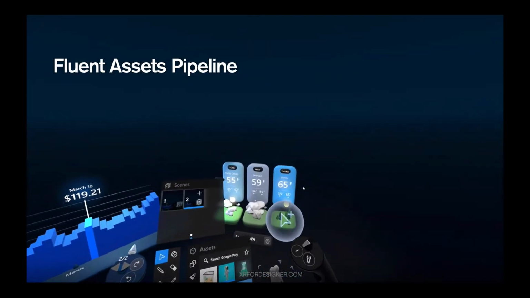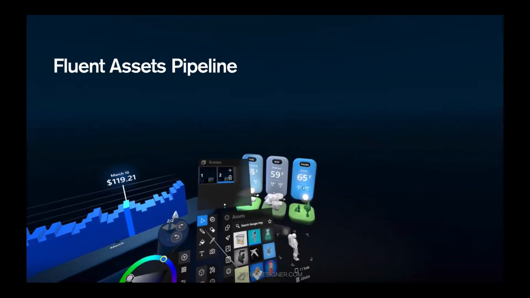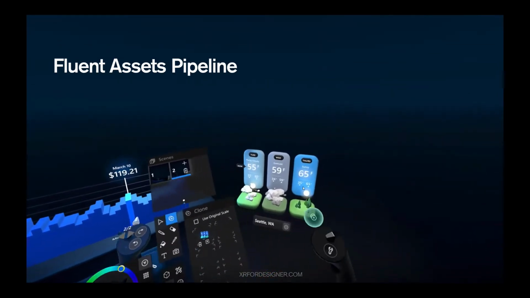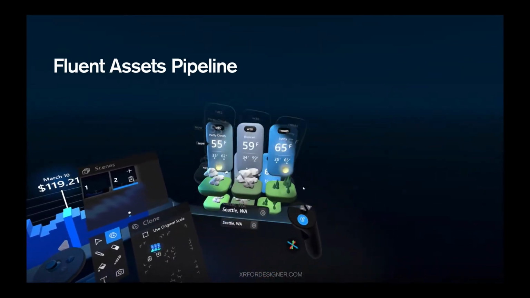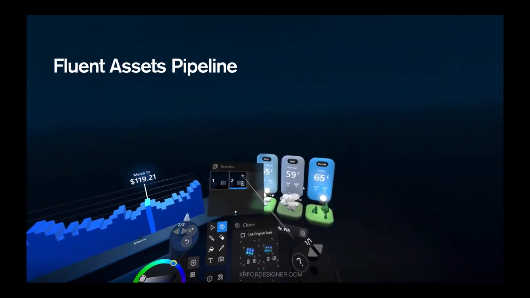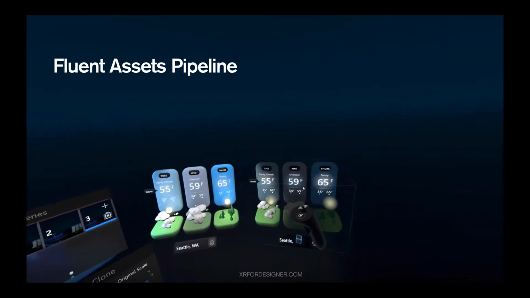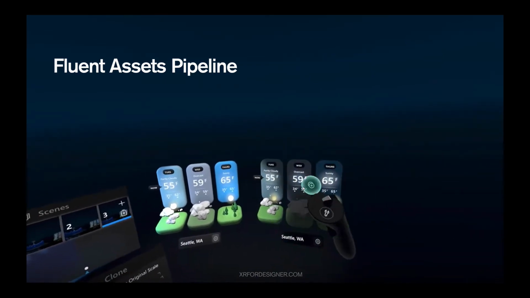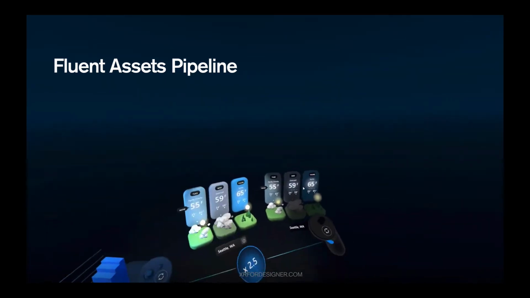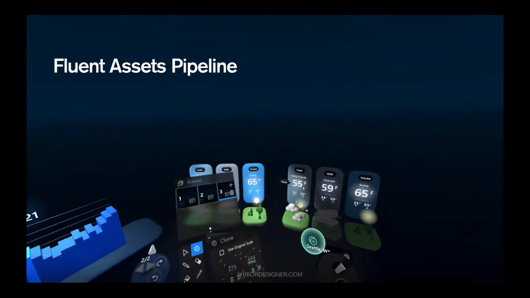If you want to reuse it in your second or third scene, what you have to do is just go to the clone panel, grab it, put it in your clipboard, create a new scene, and you can drag this assets right into your scene, which is just amazing. This speeds up the workflow dramatically.